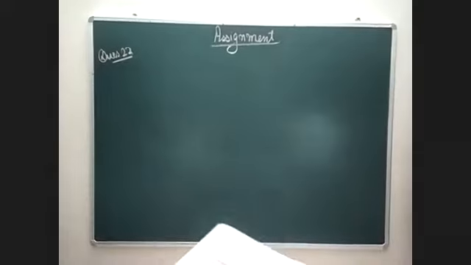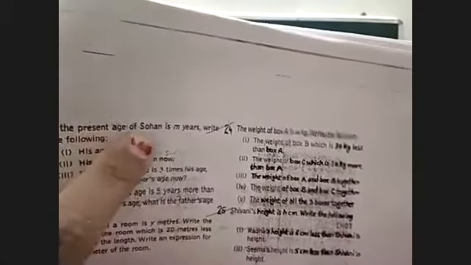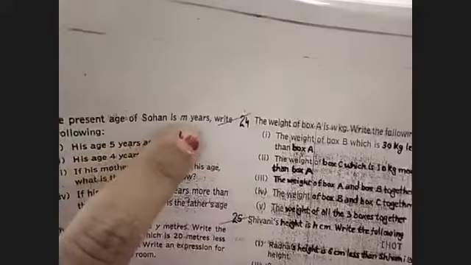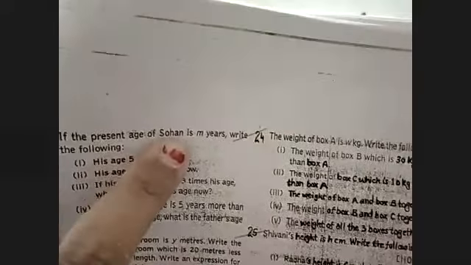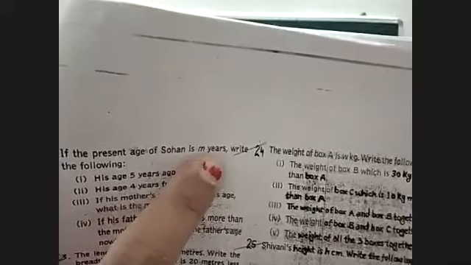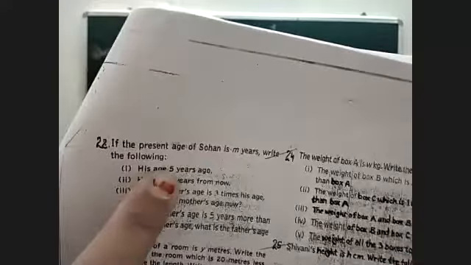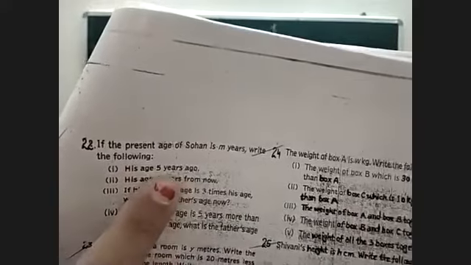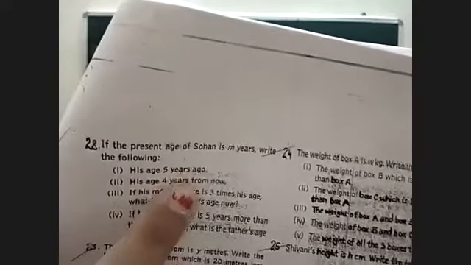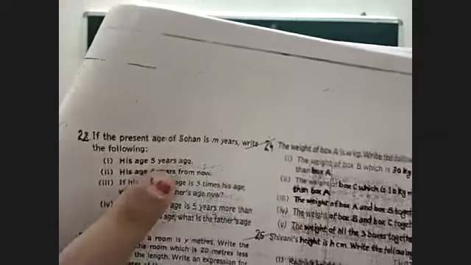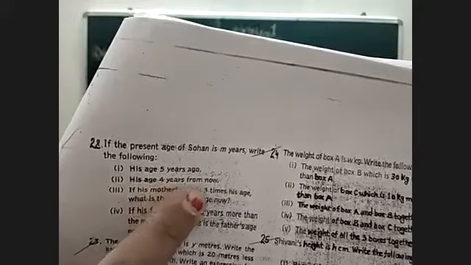Here is question number 22. I am showing you from the assignment. The present age of Sohan is m years. Write his age 5 years ago. You have to tell what is his age 5 years ago. That means you will be writing before 5 years: m minus 5.